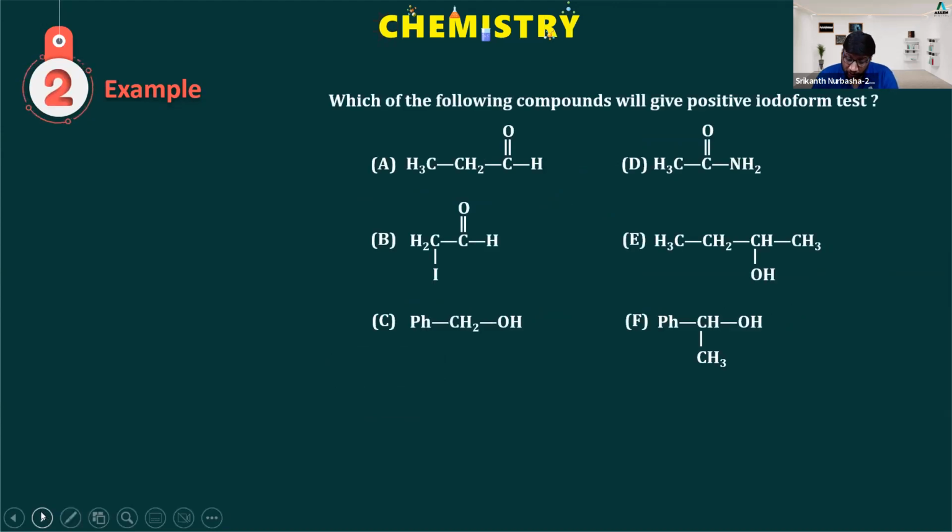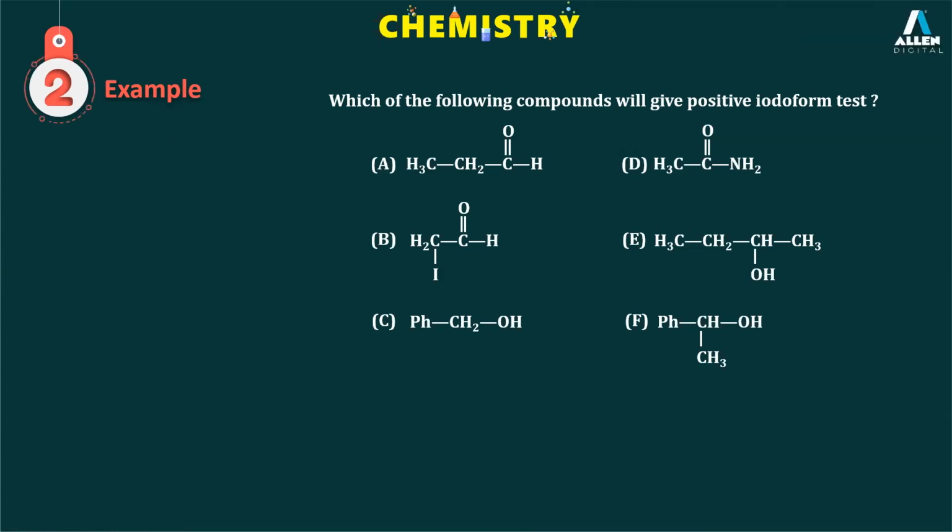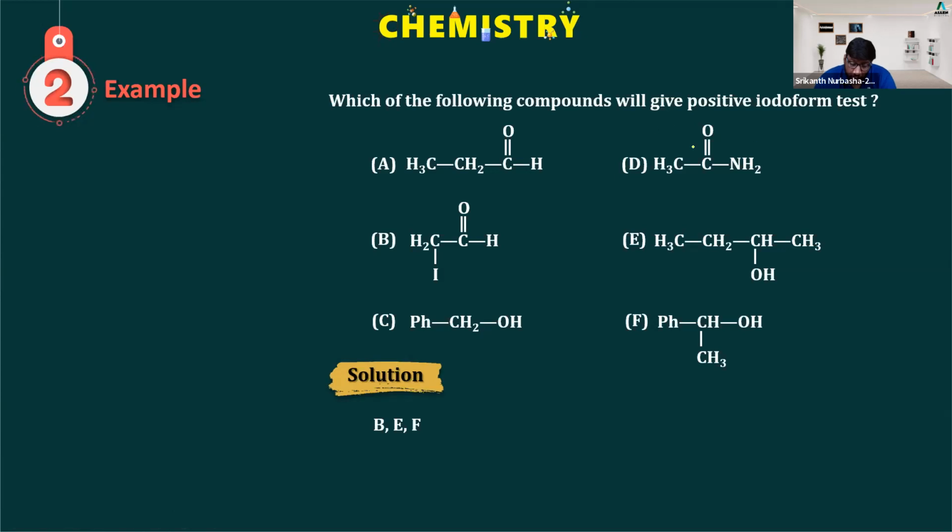Which of the following compounds will give a positive iodoform test? E will give, and any other compounds? Compound B, look at compound B, CH2I C=O H. Compound A will not give, obviously. Can I eliminate this, CH3CH2C=OH? Because only CH3 acetaldehyde will give, it will not give.